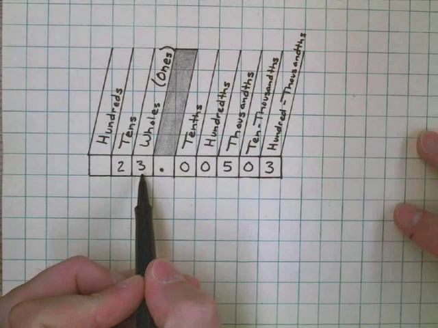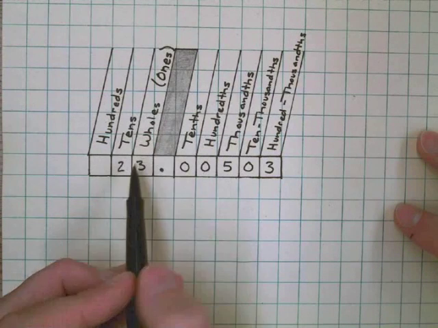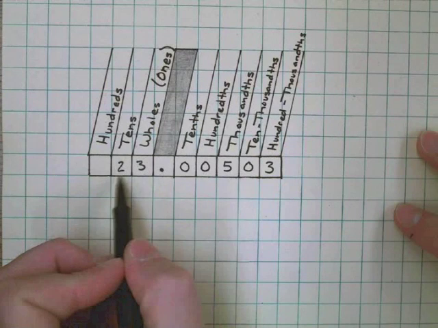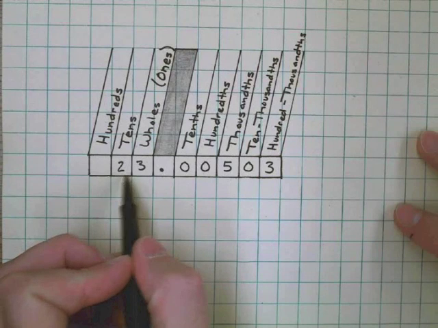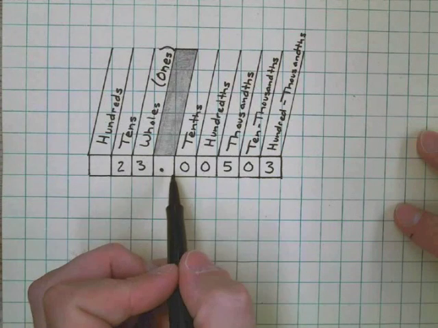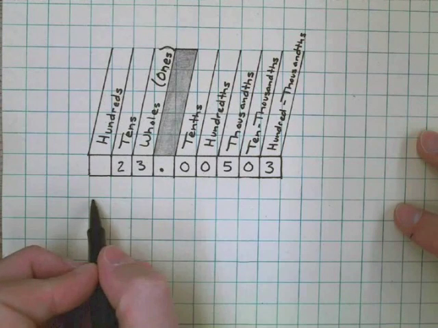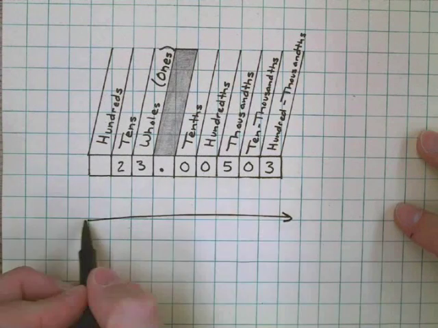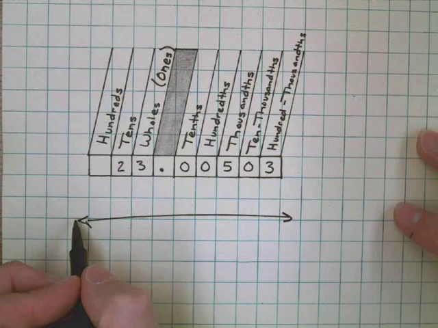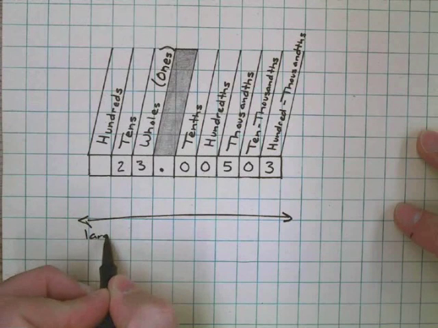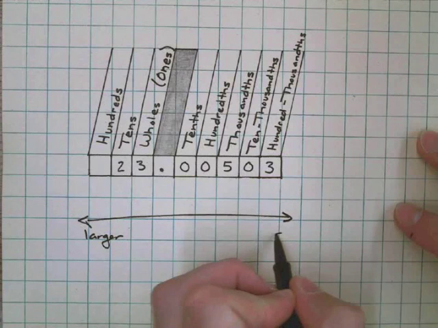And it's based upon our wholes here, our ones. And every time we go up to 10, we move over to another place value as we go up. Now we can also use that same terminology as we go down. So we can think of it this way, that as we go to the left, we're getting larger, and as we go to the right, we're getting smaller.